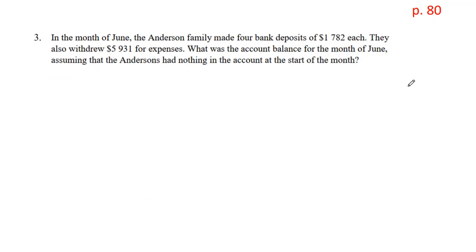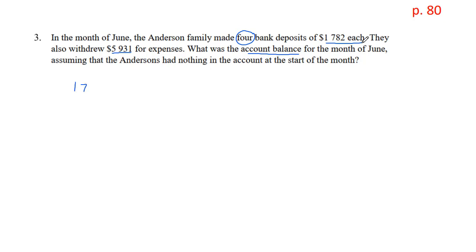Number 3, in the month of June, the Anderson family made 4 bank deposits of $1,782 each. So they made 4 of those. They also withdrew $5,931 for expenses. What was the account balance for the month of June, assuming that the Andersons had nothing in the account at the start of the month? So we're starting from 0. So let's first calculate the deposits. We know deposits means positive numbers.